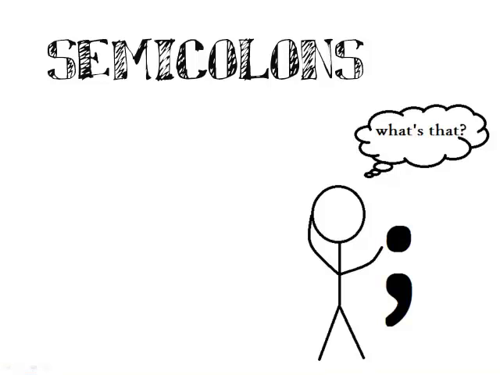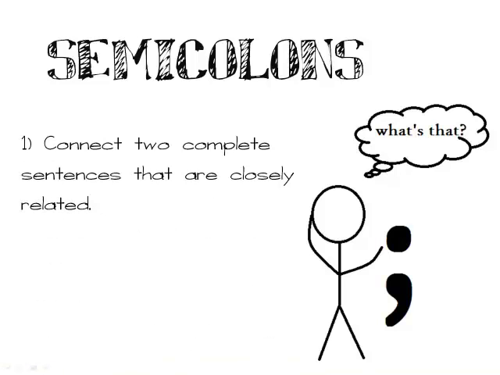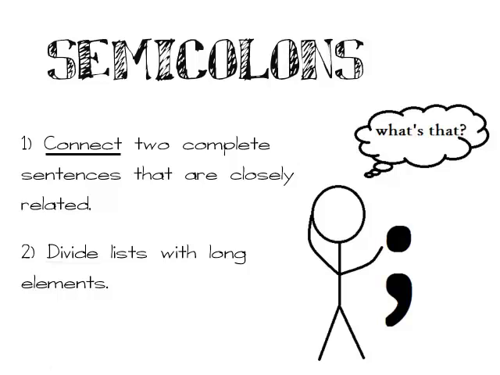The first one is connecting, and a semicolon connects by joining two complete sentences that are closely related. And we'll go into detail about what we mean by closely related later. The second thing that a semicolon can do is divide, and a semicolon divides by separating lists with long elements. And this is one of the lesser known uses of a semicolon, but we'll cover it as well just so that we can learn everything. So just to review, the two things that a semicolon can be used for are connecting and dividing.